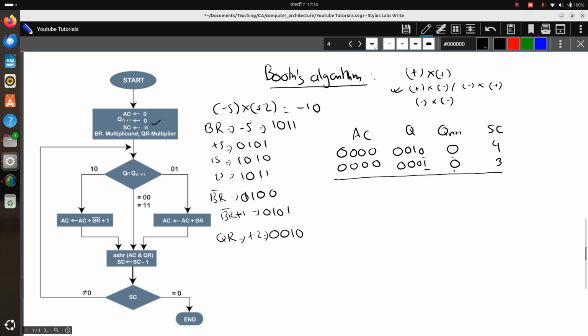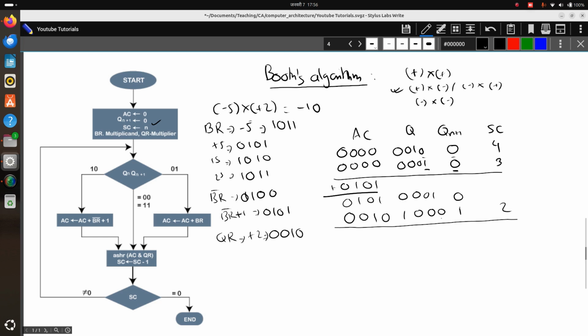After that, we again check our combination 1 and 0 here. So 1 and 0 combination asks us to add the complement of BR or the 2's complement of BR to the accumulator. So 2's complement of BR is 0, 1, 0, 1. We add this to accumulator. The result is going to be 0, 1, 0, 1. Remaining values are copied as it is, and then we're going to perform an arithmetic right shift of AC and Q, which means this is going to be 0, 0, 1, 0, 1, 0, 0, 0 and 1. Now the step counter is 2.